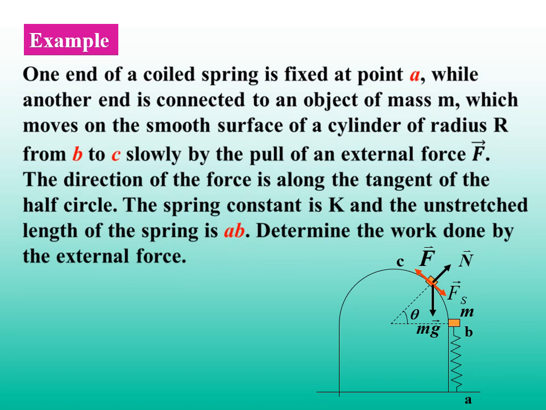One end of a coil spring is fixed at point A, while the other end is connected to an object of mass m, which moves on the smooth surface of a cylinder of radius r from B to C slowly by the pull of an external force F. The direction of the force is along the tangent of the half circle. The spring constant is k, and the unstretched length of the spring is AB. Determine the work done by the external force.